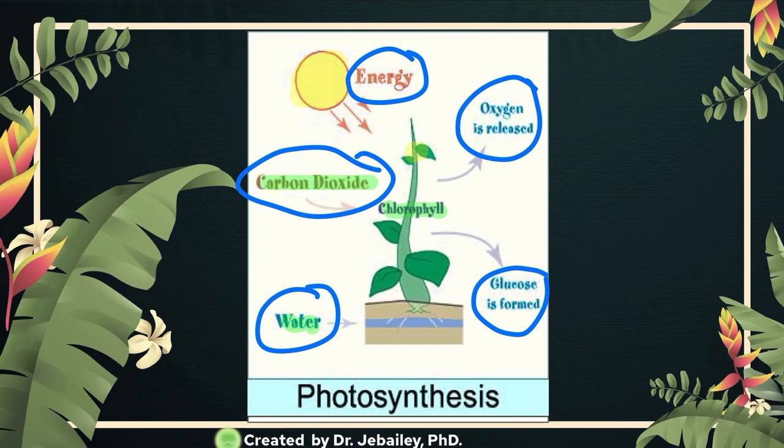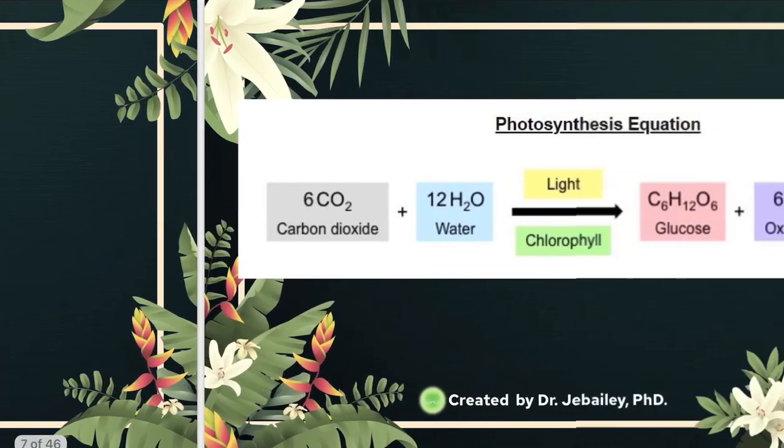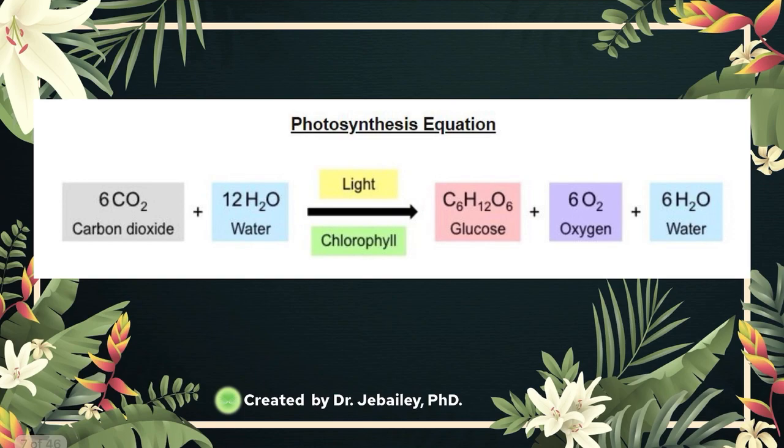Again, we're looking at the reactants. The reactants here are carbon dioxide and water. With the help of energy, as a product, we're going to produce oxygen and glucose. So this is the equation that came out from this. We have carbon dioxide, as you can see here. We have water. We have the light that is coming from the sun and the chlorophyll that is inside the plant. And as a conclusion to this, we have products: glucose, oxygen, and water. So that's the full equation of photosynthesis.